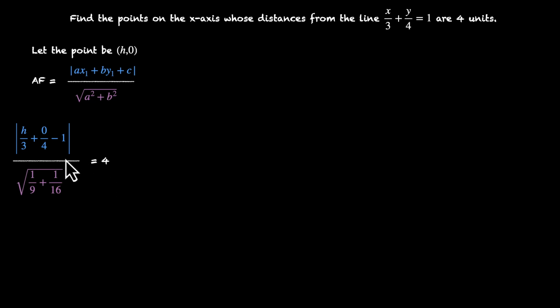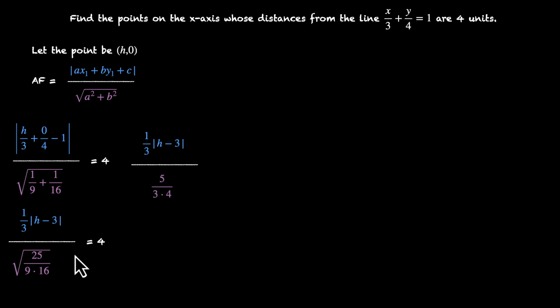This is what we have to solve for h. So simplifying this, this is 0. This is h by 3 minus 1, or 1 by 3 common: 1 by 3 mod of h minus 3. That's the numerator. The denominator is square root of 16 plus 9, that's 25, divided by 9 times 16. So that's root of 25 by 9 times 16. All of these are squares, so the root will be simpler to solve. This is equal to 4. So this becomes 1 by 3 mod of h minus 3 divided by 5 by 3 times 4, that's equal to 4.